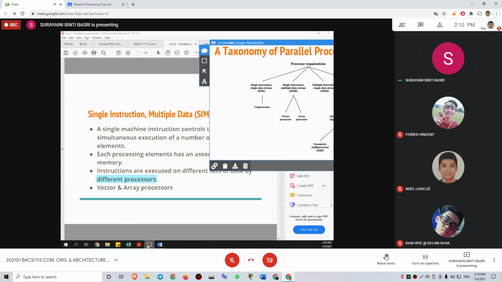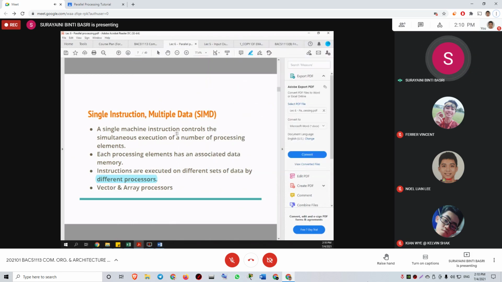Okay, so SIMD, the second parallel processor, is where a single machine instruction controls the simultaneous execution of a number of processing elements. So SIMD is a type of parallel processor that enables a single machine instruction to control more than one processing element. SIMD also supports each processing element having an associated data memory. So each processing element has its own data memory.